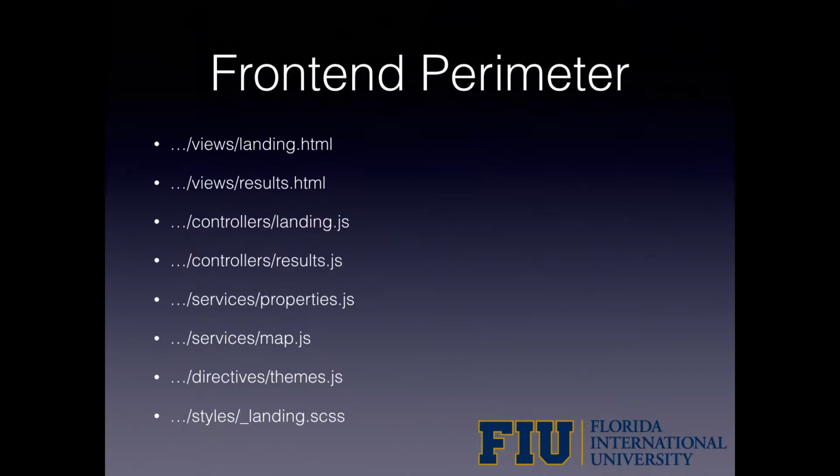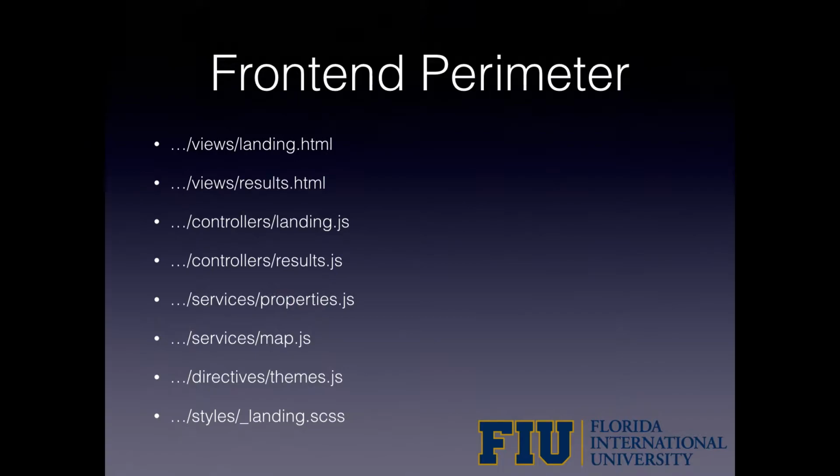So here's the front-end perimeter. These are all the files that I have modified in the front end to implement proximity search. If I were you, I would pause the video now and write down all these files. This is where you're going to be working. I'm going to quickly discuss what each file means, but this is by no means a complete definition.